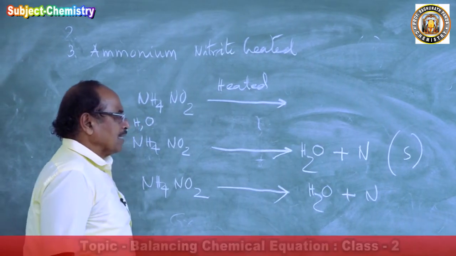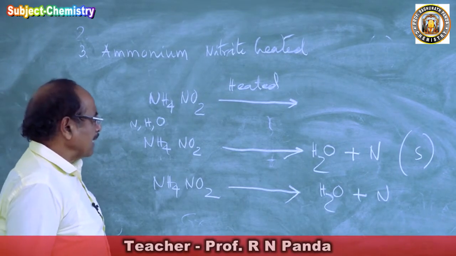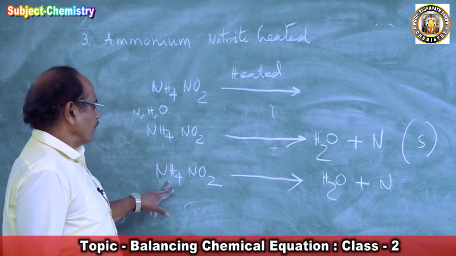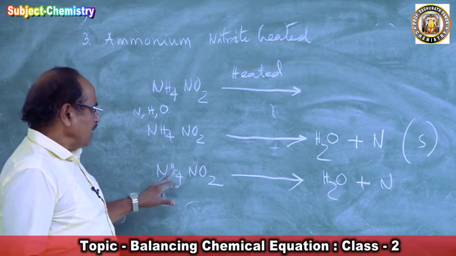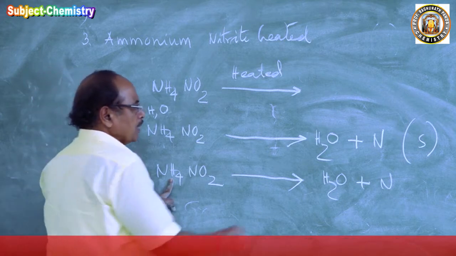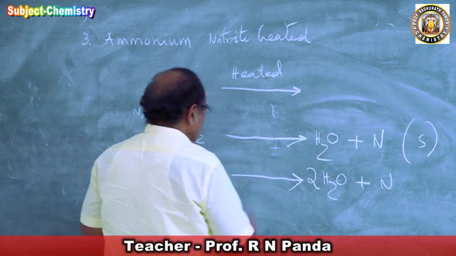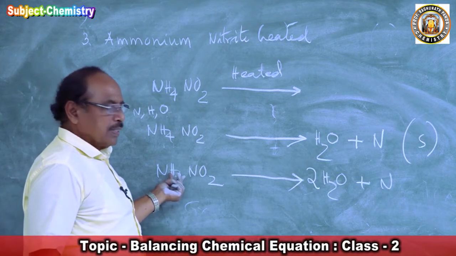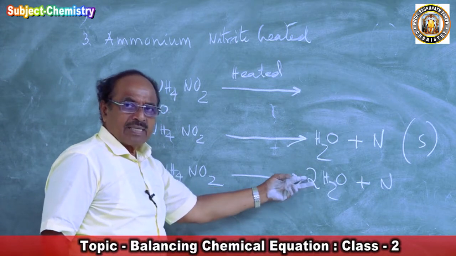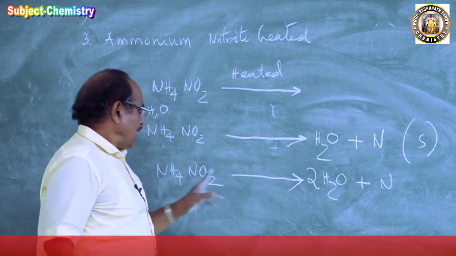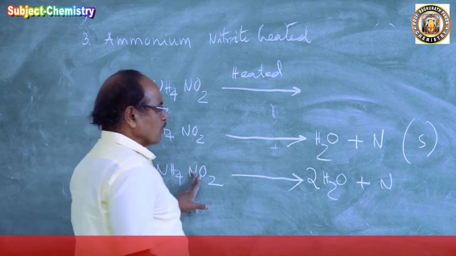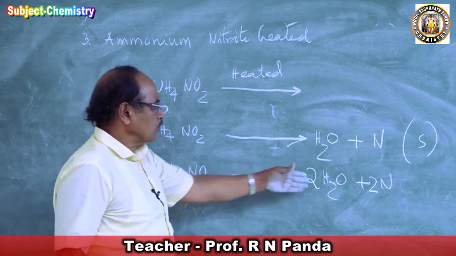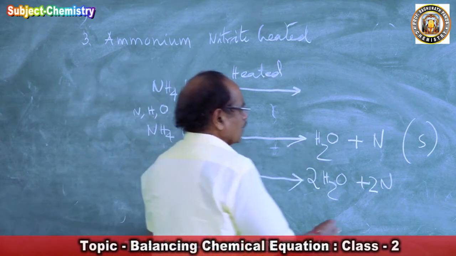What does the rule say? While balancing, first balance the rare elements. So here, hydrogen. How many hydrogen? We have 4 hydrogen on this side and 2 hydrogen on that side, so multiply this by 2. How many nitrogen? 2 nitrogen, so multiply this by 2. How many oxygen? 2 oxygen. Okay, so this is our atomic equation.